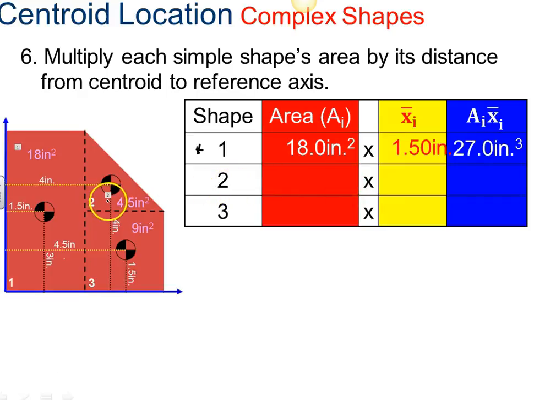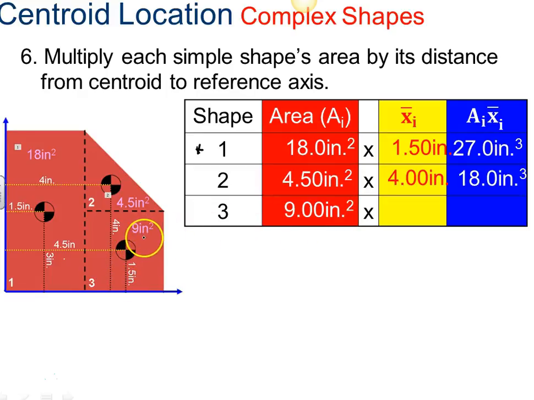For shape number 2, we've got an area of 4.5 inches squared, and we are 4 inches along the x-axis, so that's 18. And then for our third, we have 9 inches squared. And by the way, this was 18 inches squared, so we've got 9 inches squared here. 4.5 inches in the x dimension from this axis to the centroid. So 9 times 4.5 is 40.5 cubic inches. Notice that our unit is inches squared multiplied by inch, which is going to be cubic inches.